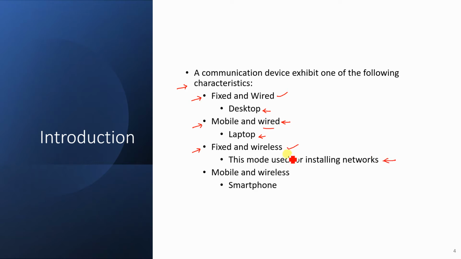And finally, there is mobile and wireless. While we are talking about mobile and wireless, it is exactly referring to the smartphone. Today we are using our smartphones, moving from one place to another, and we don't require anywhere to connect to a network. That is why the smartphone comes under this mobile and wireless category, and this is the fourth characteristic of a communication device.